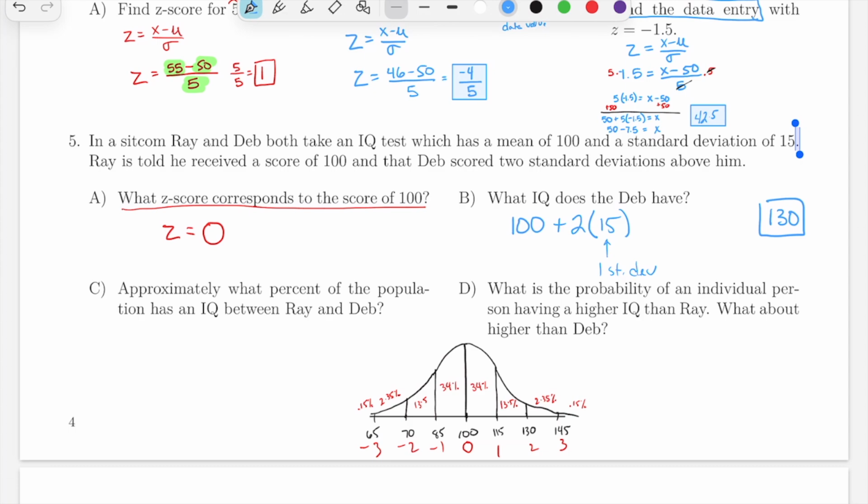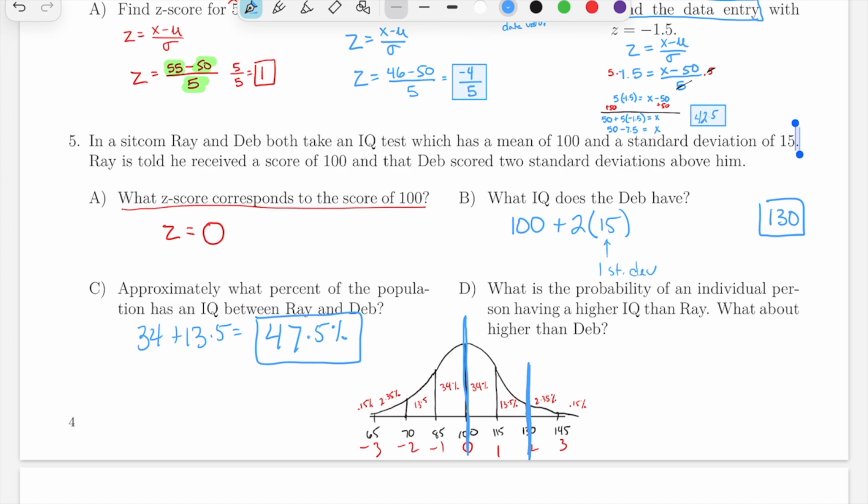Approximately what percent of the population has an IQ between Ray and Deb? Ray is right here at 100. Deb is right here at 130. And so all we've got to do is add together our 34 plus 13.5. So that's 47.5%. About half the population, about 47.5% of the population is between Ray and Deb.